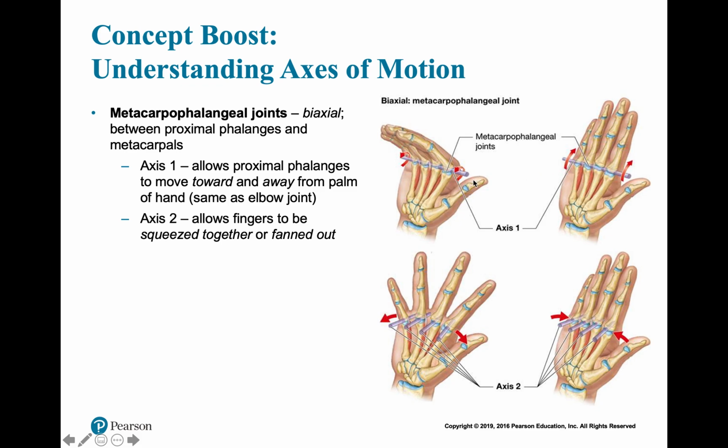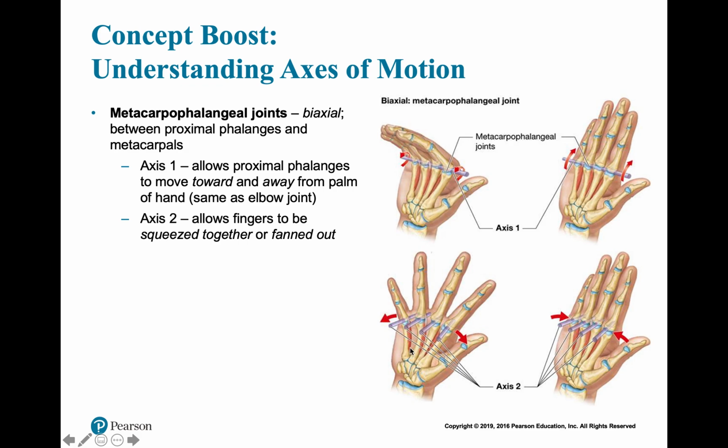So this is showing you the 2 axes. First, there's an axis running in this direction. Now this joint between the metacarpal and the proximal phalanx, if we're moving around this axis, this is going to allow pretty much the closing of your fingers and the opening. Flexion, extension, flexion, extension, all right? So that's movement around this axis.